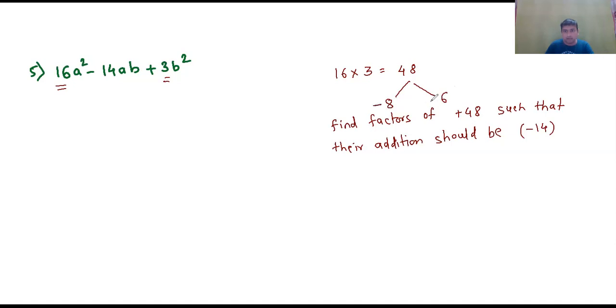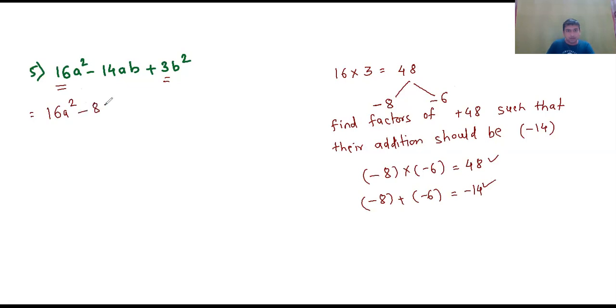If I put minus here, check, minus 8 into minus 6 will be 48. Then minus 8 plus minus 6 will be minus 14. So both the conditions are satisfied. So let us see. 16a square minus 8ab minus 6ab plus 3b square, minus 8 plus minus 6 is minus 14. So that is correct. Now this is again an important step.